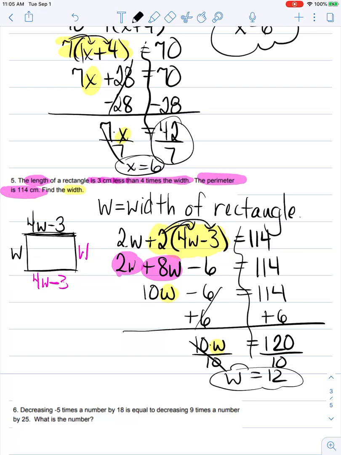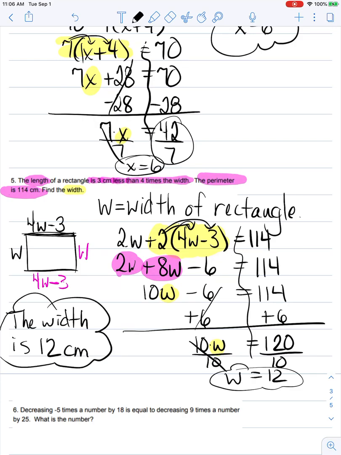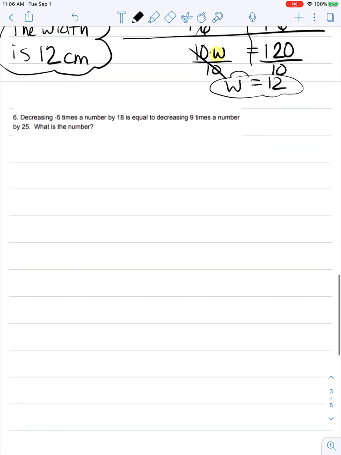And lastly, let's use that solution to answer our question. The question says find the width, so the width is 12 what? Well, in this problem we used centimeters, so the width is 12 centimeters. And let's try one final example. First, let's identify our variable.